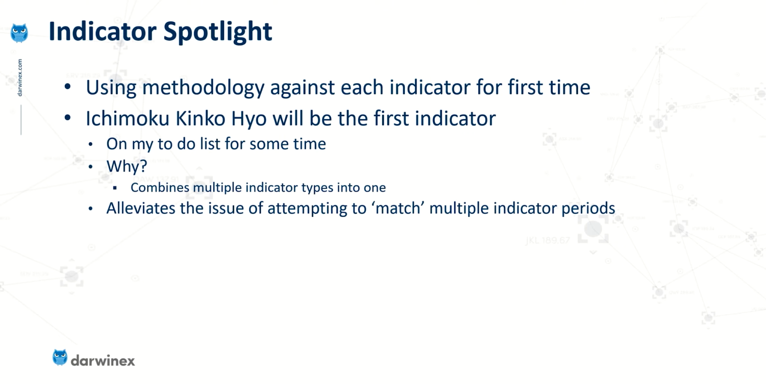And that is what I'm going to test. Can this indicator be used as a one indicator strategy by incorporating those different elements of insight that it provides? Now, once I've gone through Ichimoku, I'll then be moving on to additional indicators, and I've got a few ideas for the ones that I personally want to investigate.